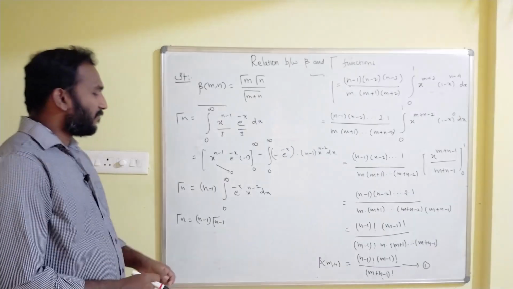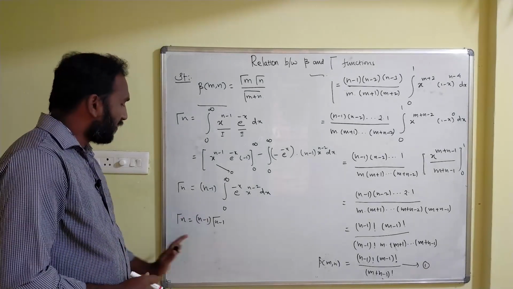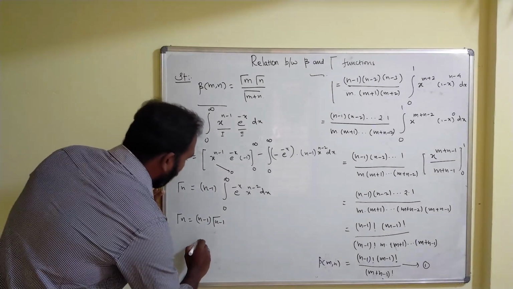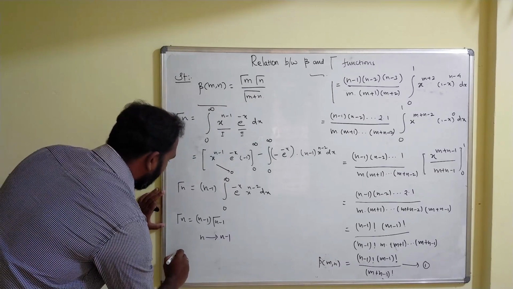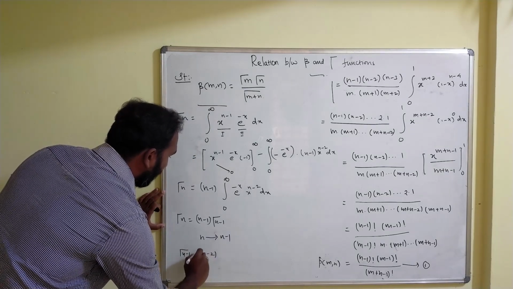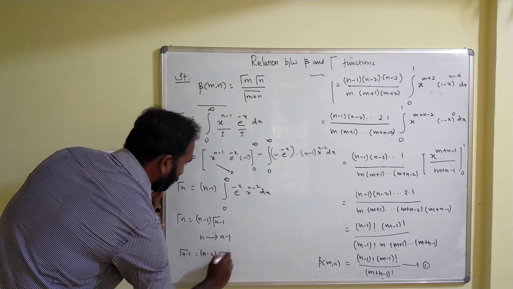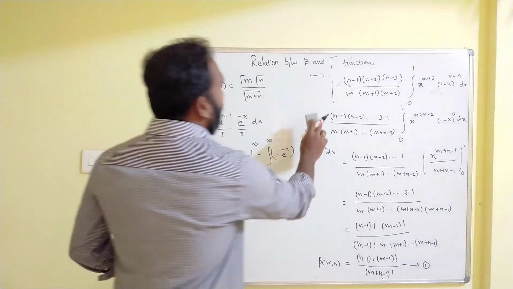Now using the backward substitution or recursive formula, we can find this value. So what is the value? We need to find gamma of n minus 1. Therefore replace n as n minus 1. Here we will get gamma of n minus 1 is equal to n minus 2 into gamma of n minus 2. Now substitute this gamma value.